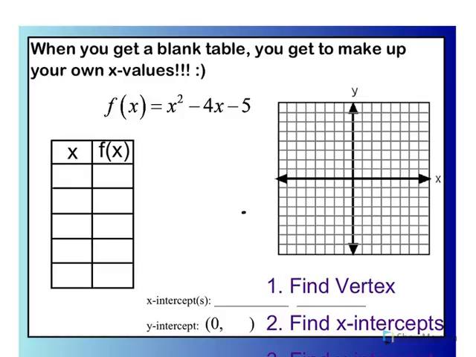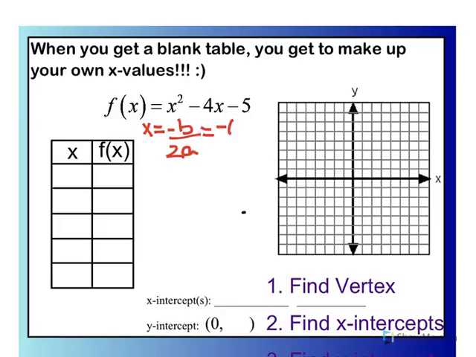Here we go. We have a blank table. This is the way I prefer it. We're going to make up our own x values. Remember, I said the very first thing we want to find is the vertex. So we're going to use x equals -b over 2a. So let's watch our signs carefully this time.